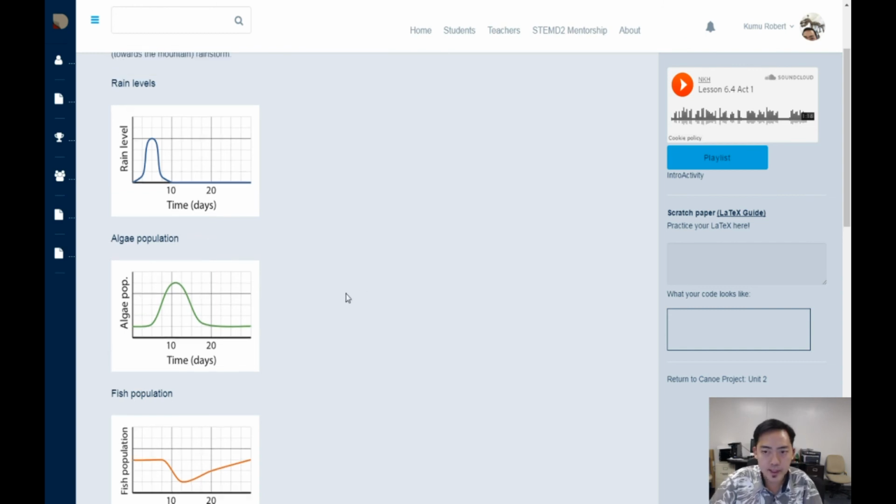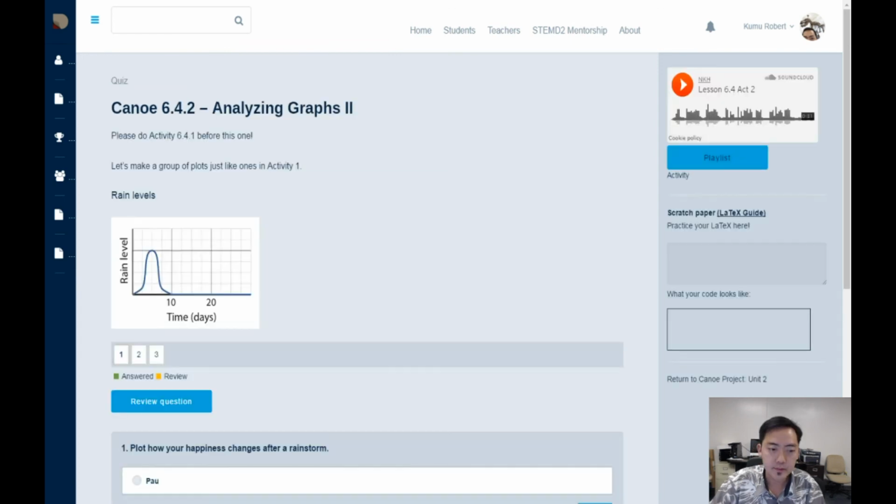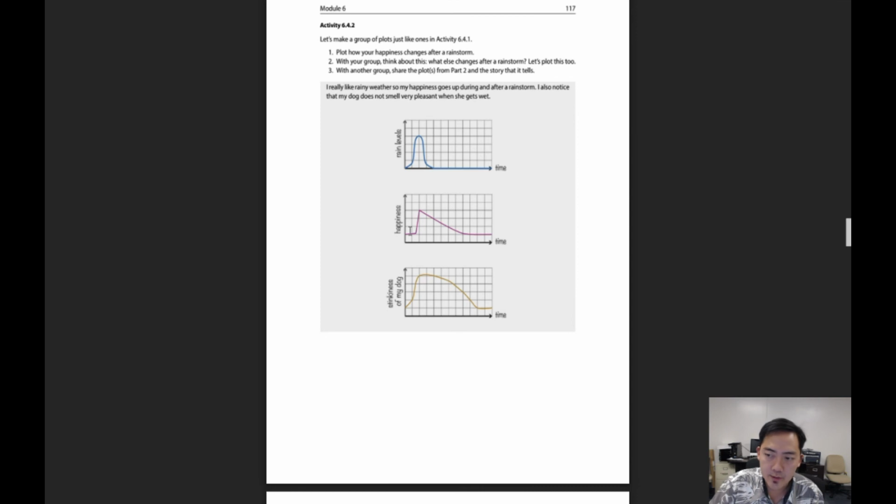We recommend following up on this activity with the next activity, Canoe 6.4.2. In this activity, we ask the students to plot other things that might be affected by a rainstorm. So for example, how does your happiness change after a rainstorm? Next, what else changes after a rainstorm? Once again, an example can be found in the teacher's guide. So over here, we find that my happiness increases with the rainstorm and then slowly returns back to normal. I've also found that the stinkiness of my dog increases with the rainstorm and takes a much longer time to return to normal.